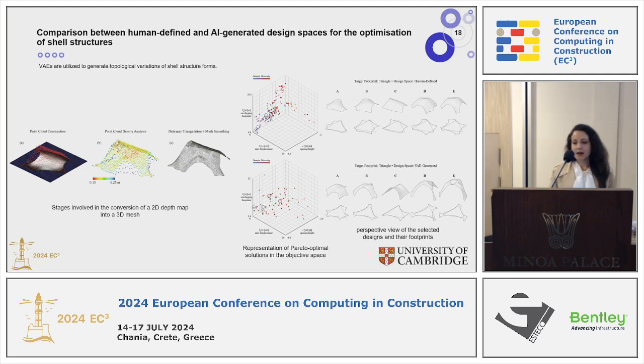This is also another example of using variational autoencoders. In this study, variational autoencoders are utilized to generate topological variation of shell structure forms. In the figure on the left, you can see the stages involved in the conversion of a 2D depth map into a 3D mesh. In the next figure, you can see the representation of the Pareto optimal solution in the objective space. And in the right figure, you can see the perspective view of the selected designs and their footprints.